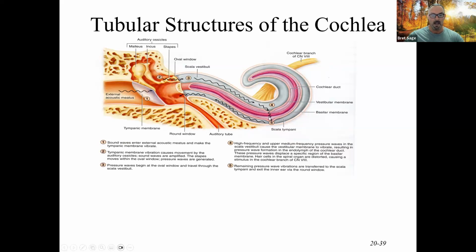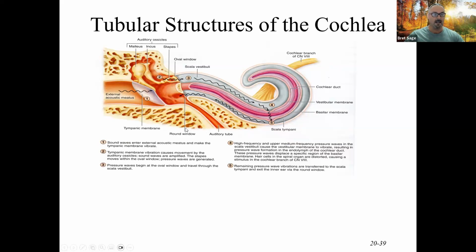Then when this movement happens, it pushes outward and causes the round window to bulge out. So as the oval window pushes in, the round window pushes out, and it goes like this. Because fluid is not compressible, when you push in on a fluid, it has to have a place to push out. So as it's going this way, the other one is going kind of the opposite direction.